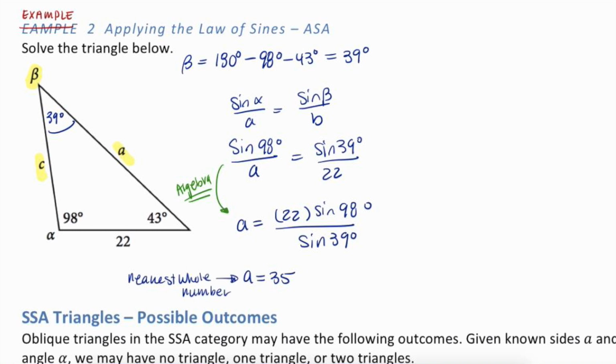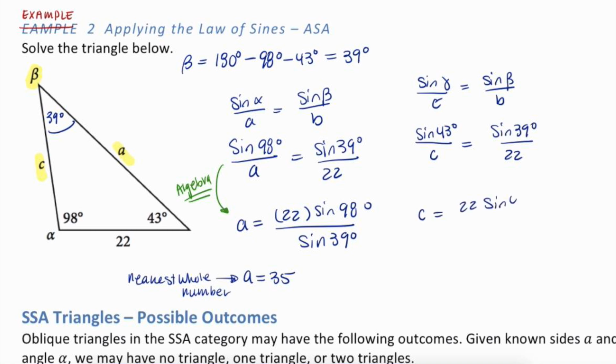Let's find side C. I know that sine of gamma over C equals sine of beta over B. So sine of 43 degrees over C equals sine of 39 degrees over 22. So C equals 22 sine 43 degrees divided by sine 39 degrees. So rounded to the nearest whole number, I end up with C equals 24.